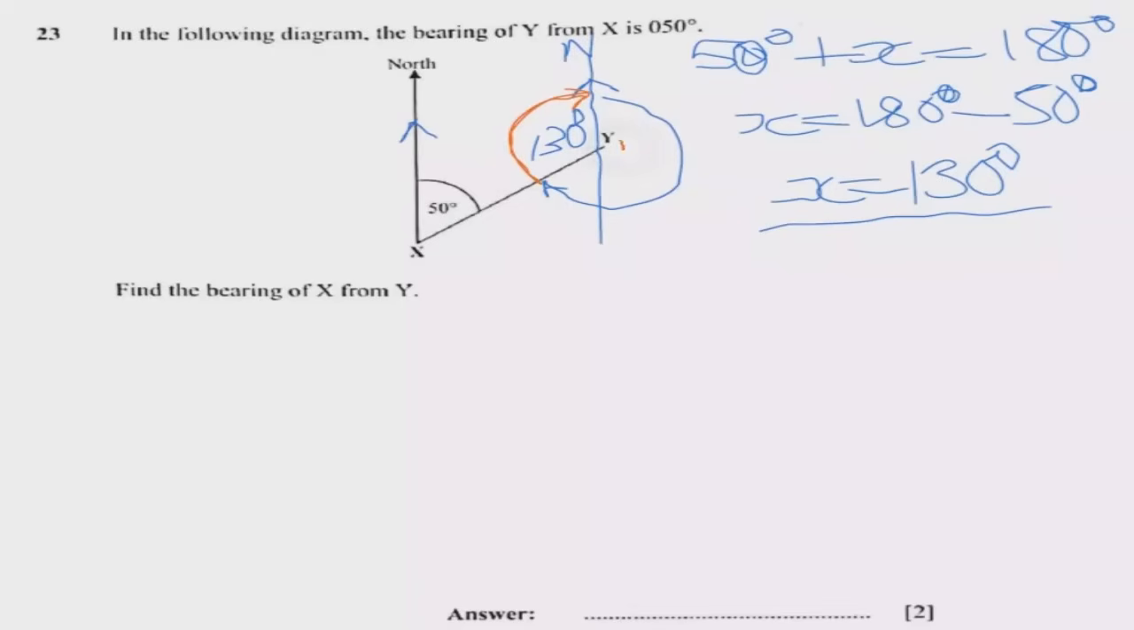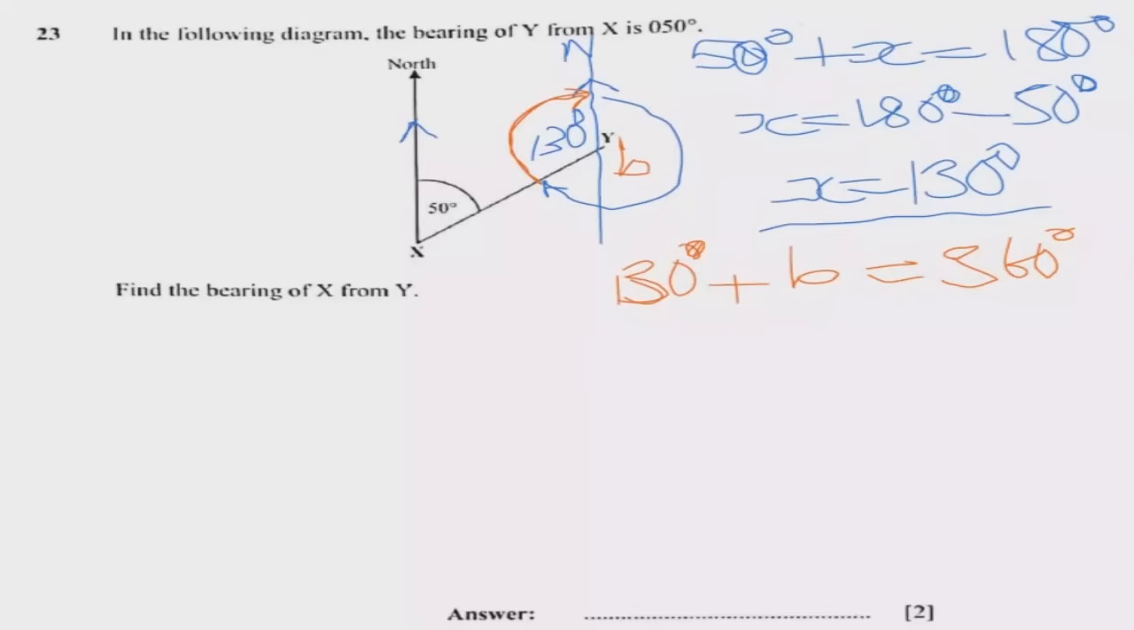So we can call this bearing angle B. So what we do now, we calculate the value of B. To do this, we're using the property of angles on a point. We're going to say 130 degrees plus B will give us 360 degrees.